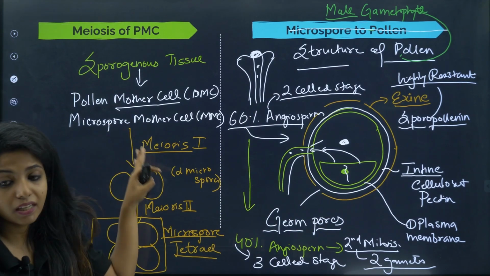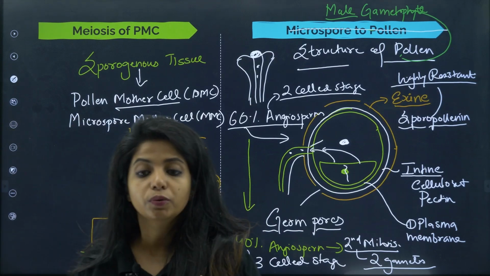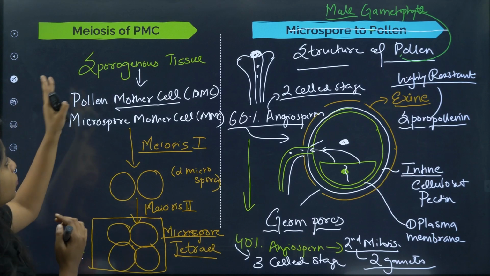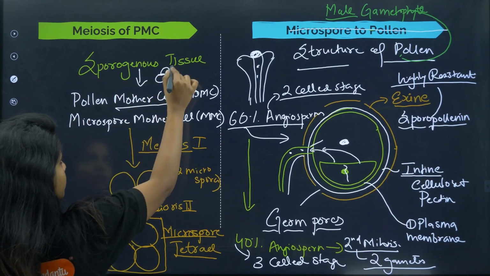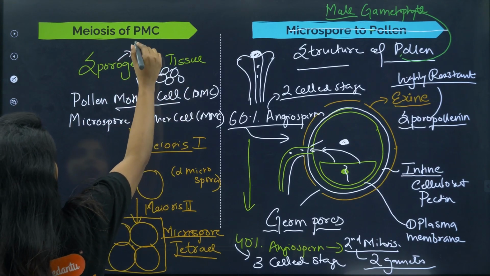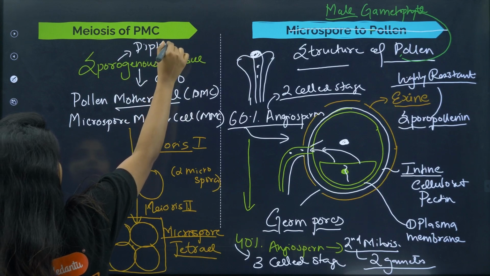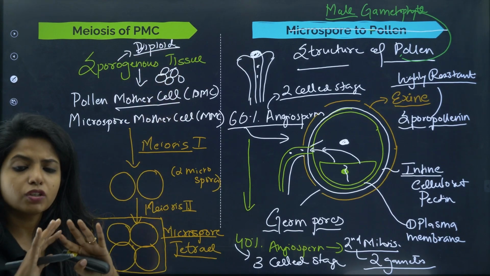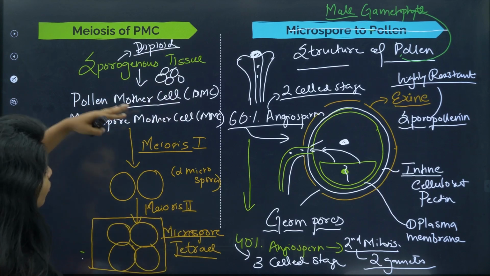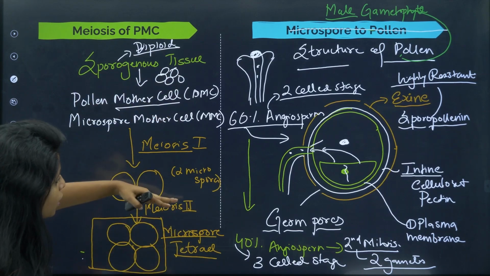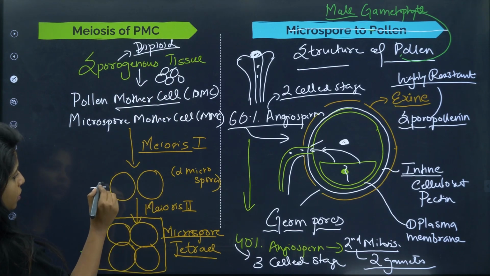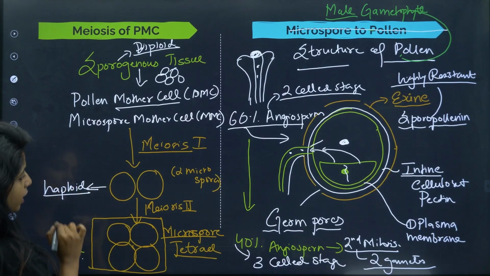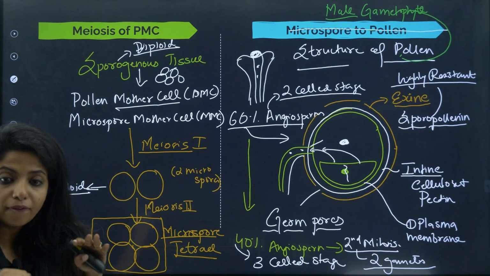Now one more very important thing. When I say meiosis and everything has happened, obviously you need to know the ploidy of the cell, how many chromosomes are there. Over here, the sporogenous tissue is made up of cells, and all the cells, children, are diploid, that means double the number of chromosomes. That is the usual number. Now when these cells reach the first meiosis stage, they become what, children? Haploid. There will be half the number of chromosomes.